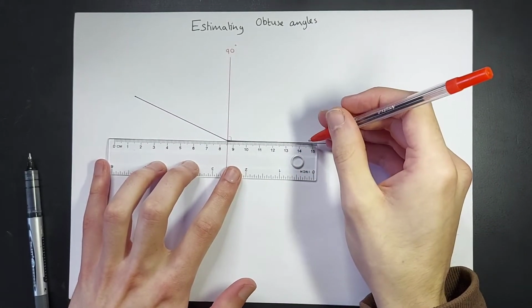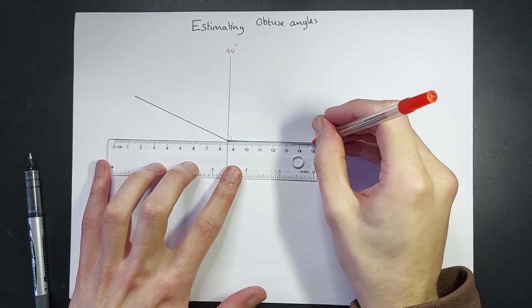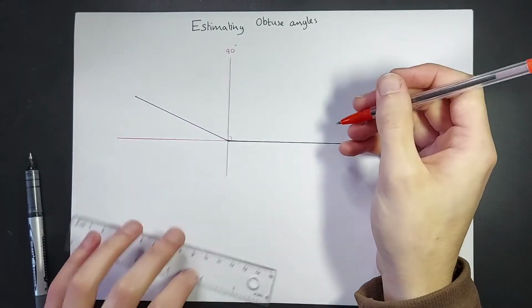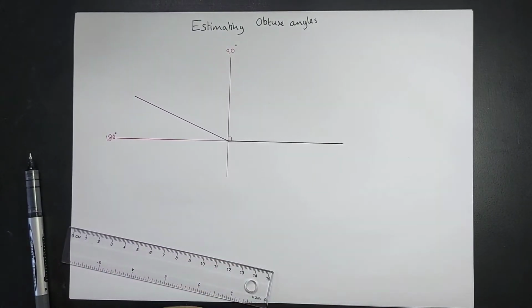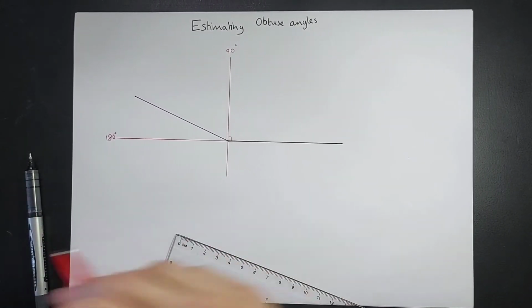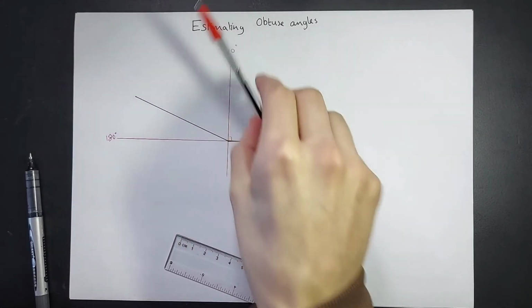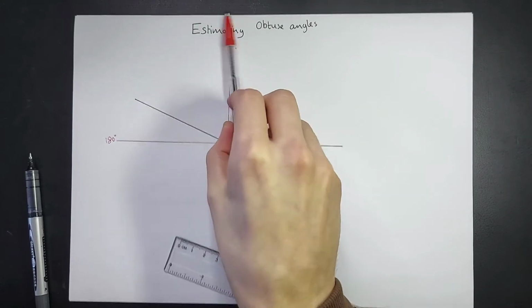So for 180 degrees, you just want to go on this line and carry it straight across like that. So this is 180. Okay, now we can just have a look at it for a sec and think, what kind of an answer are we expecting? Are we expecting it to be closer to 180 or closer to 90? To me, this looks a bit closer to 180 than it does to 90.